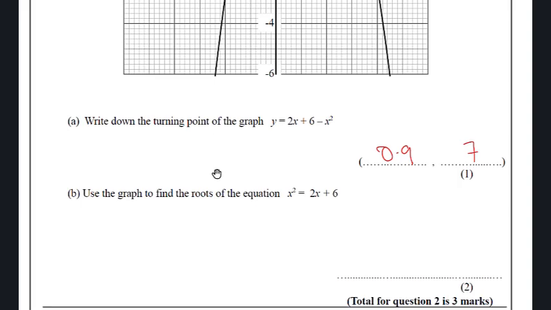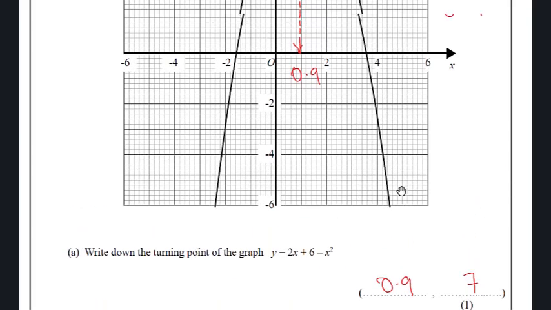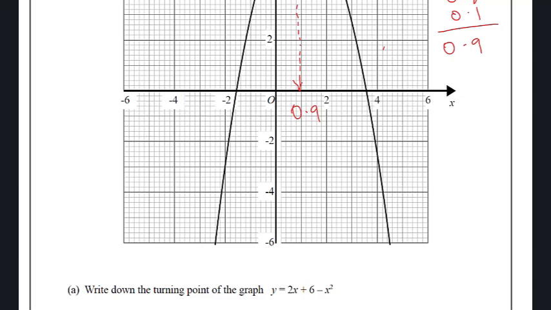Then we want to use the graph to find the roots of the equation x squared equals 2x plus 6. So first we'd like to equate this equation to 0. We do that by moving x squared to the other side. So we'd have 2x plus 6 minus x squared equals 0. And now this suggests that the value of y is 0, which means we're trying to look for the x-intercepts. So the x-intercepts basically are the values or the points where the graph is crossing the x-axis. And as you can see, those values are right there.